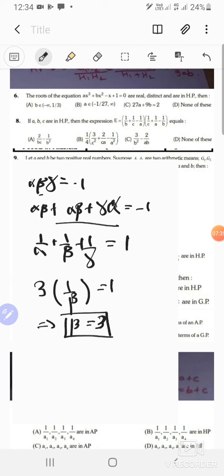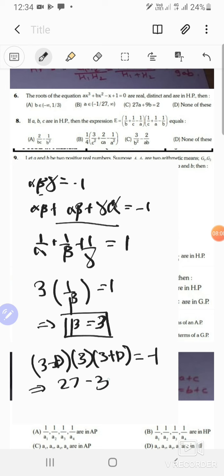If I take the reciprocal of it, it will give me 1 by alpha into 1 by beta into 1 by gamma equals -1. So 1 by alpha would be beta minus some difference. So 3 minus that difference into 3 plus that difference has to be -1, which means that this is going to be 9 minus d squared. So 27 minus 3d squared has to be equal to -1. That gives me that 3d squared equals 28.